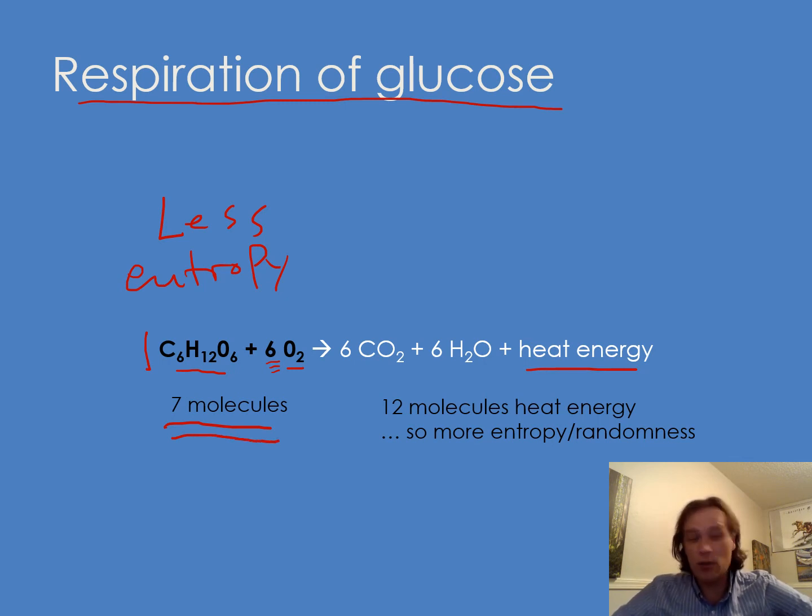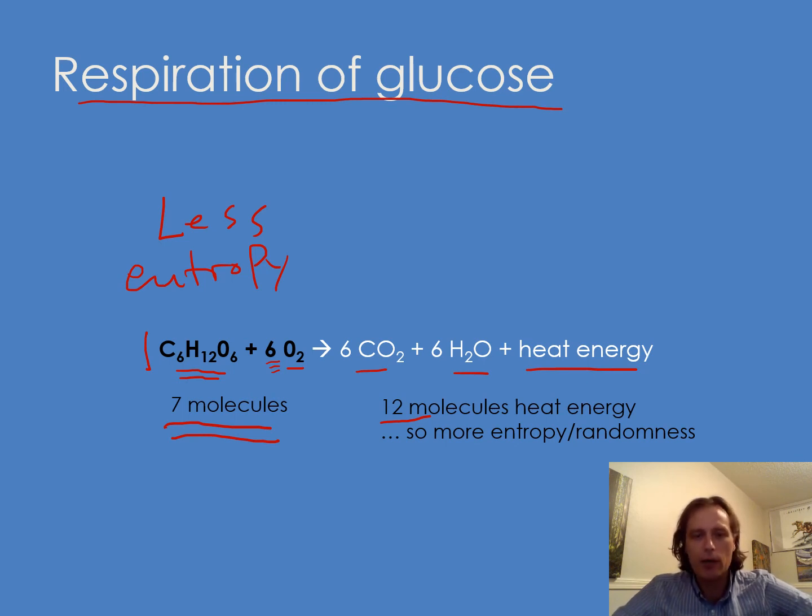All of the energy that's really useful for a living thing is in just a single molecule, glucose, usable energy. Now on the right, we have 12 molecules and we have heat energy, so way more entropy and randomness. 12 molecules are going to spread out in all directions. It's like on the right you're trying to herd cats, and on the left, you just have a big cow tied to a post.